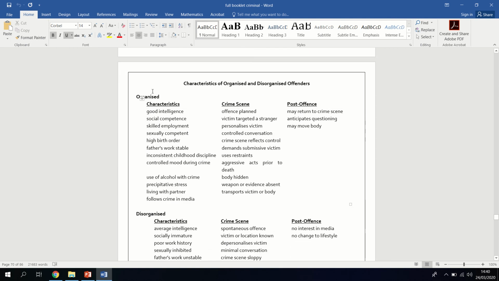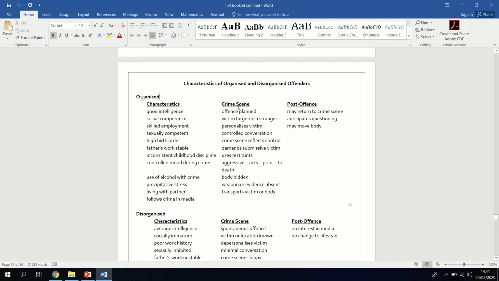For example, the characteristics of an organized offender is someone who would be highly intelligent, socially competent, which means that they can mix with people, skilled, they have good employment, sexually competent, which means they can get it up, basically. High birth order, which means that they're quite fertile. Father's work was stable. Inconsistent childhood discipline, so they weren't really disciplined much when they were a child. They have a controlled mood during crime. Their use of alcohol with crime. They live with a partner. They follow crime in the media, etc. So they're quite clever. An organised criminal is quite a clever criminal.